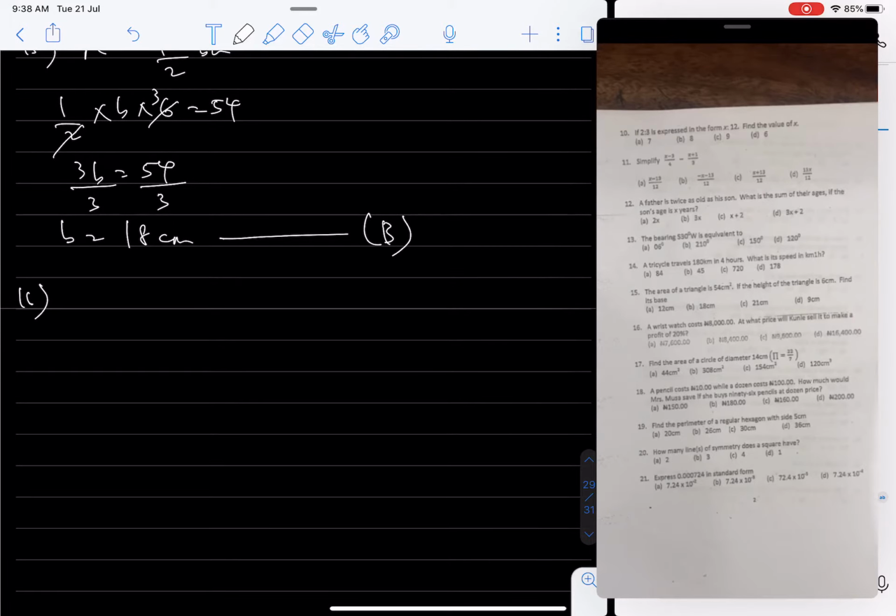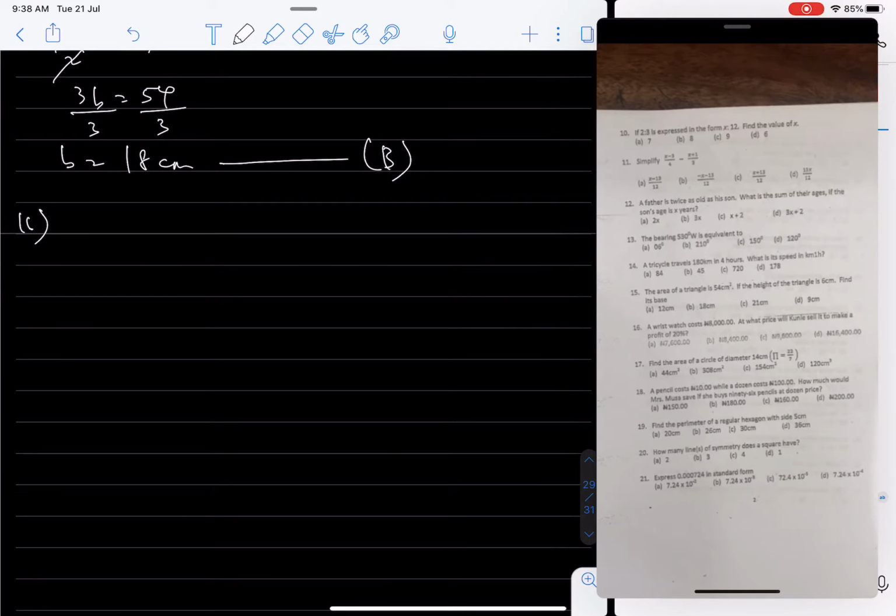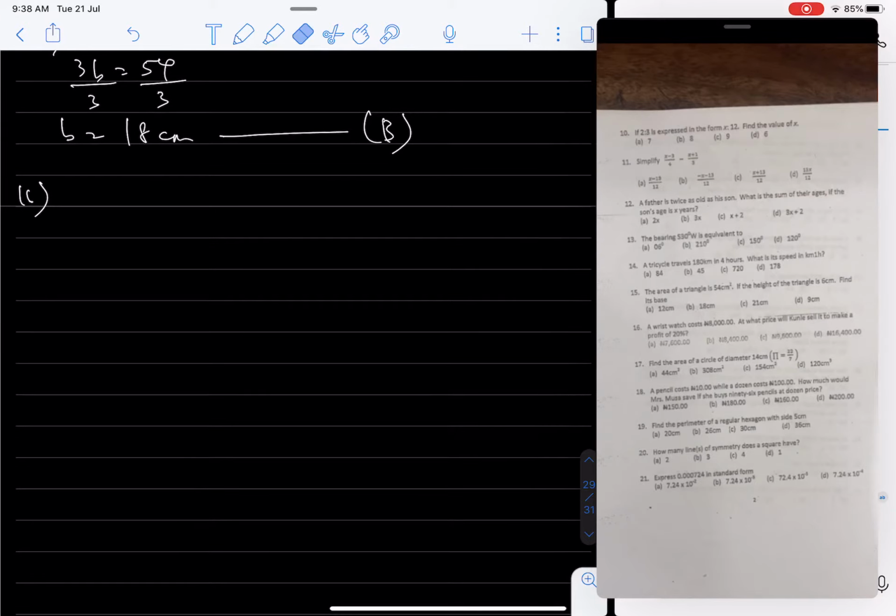Now to number 16. A wristwatch costs 8,000 naira. At what price will Kunle sell it to make a profit of 20%? Cost 8,000 naira. At what price will Kunle sell it? Okay, cost price is 8,000 naira.